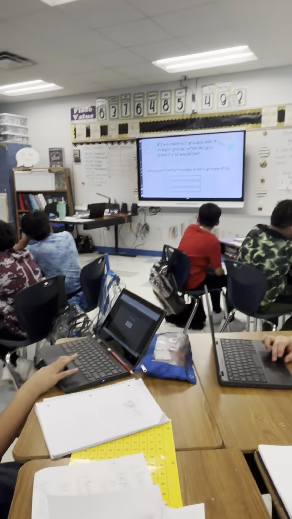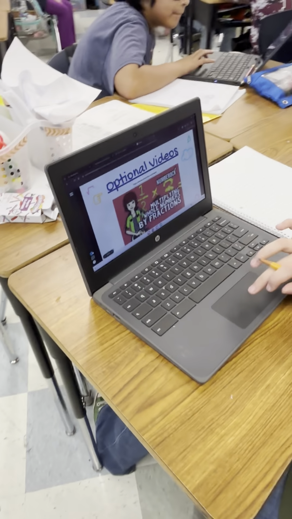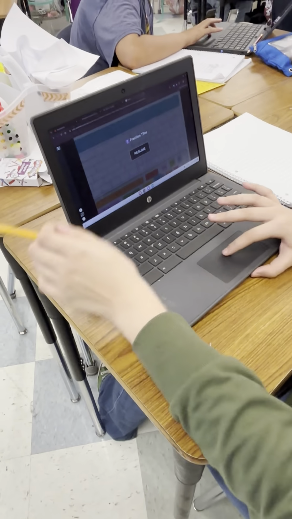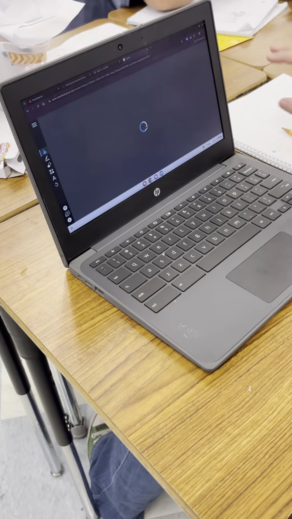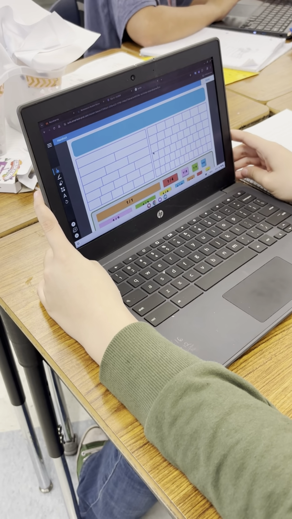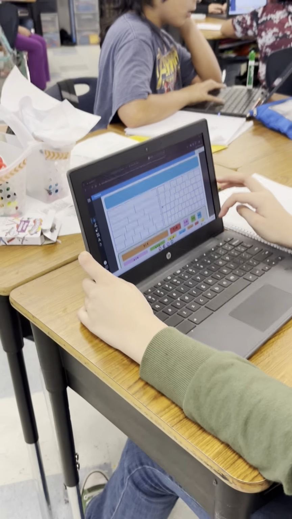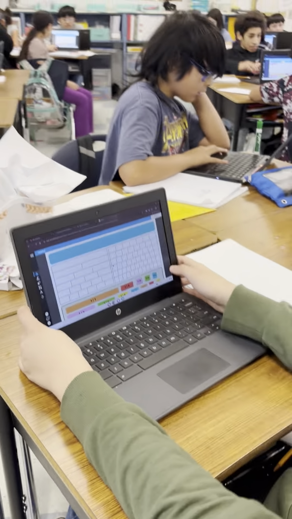Right now, back on page 19, I want you to give me 3 groups of 1/2. Using those fraction strips, give me 3 groups of that 1/2. Thumbs up when you get it so I come check it.